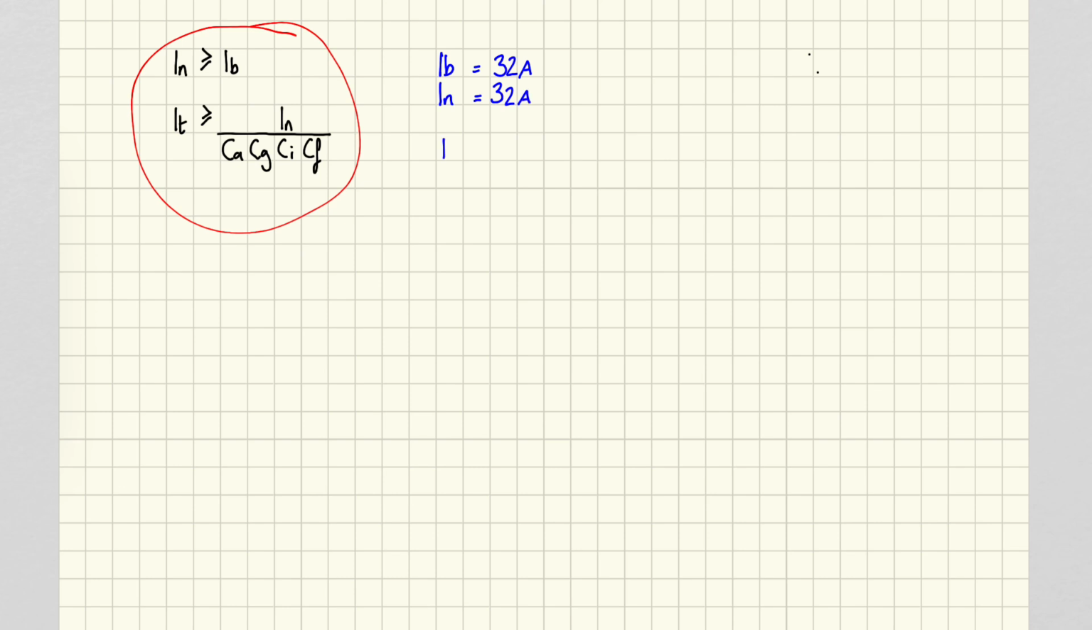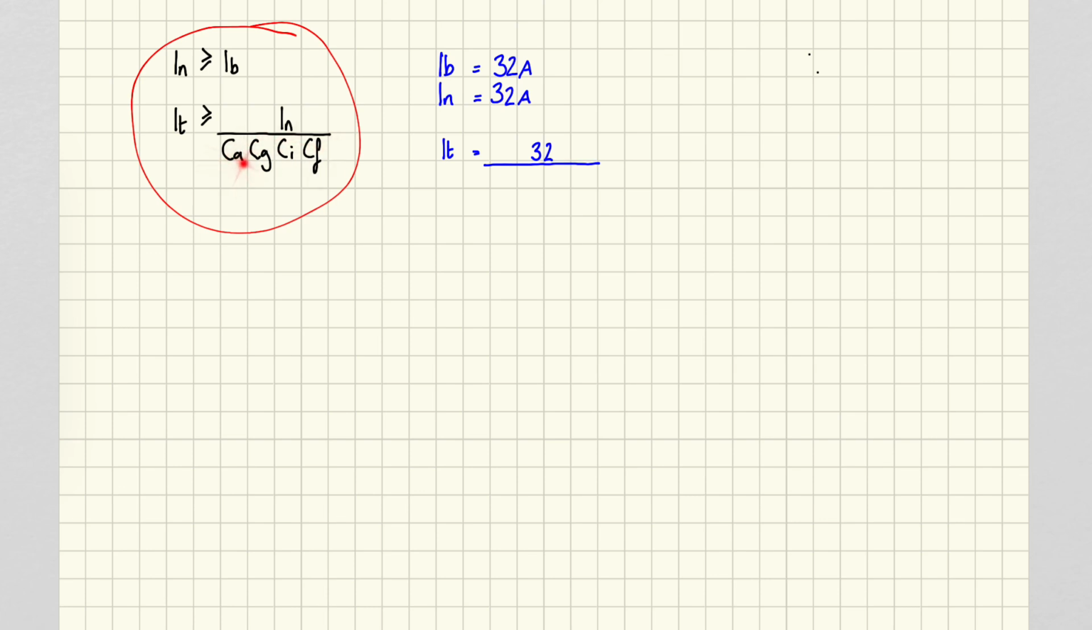So the next bit is IT, the tabulated value. Now, in order to find that, we need to know our IN, which goes at the top there, and then we need to add our cable derating factors. So we now need to add our derating factors, so that's these here.